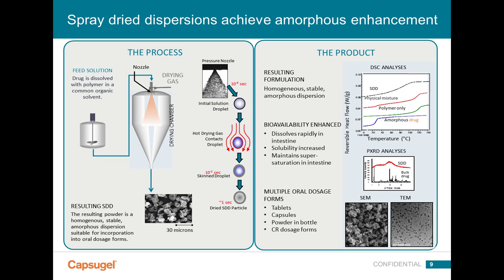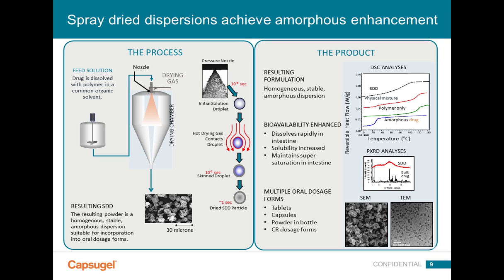The droplets are rapidly dried by hot drying gas, forming amorphous SDD particles. These particles have been rapidly cooled and dried so that the drug and polymer are trapped in the amorphous state. This picture below shows a typical SDD raisin-like morphology. The resulting SDD, spray-dried dispersion, is a single-phase stabilized amorphous dispersion.